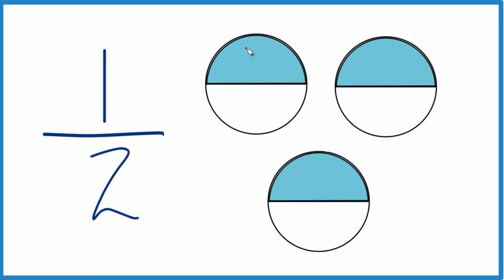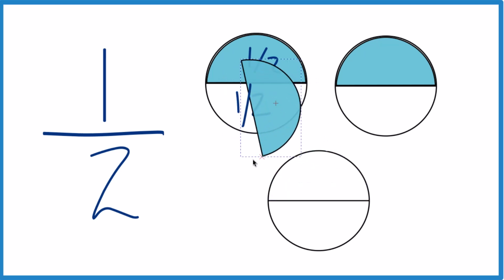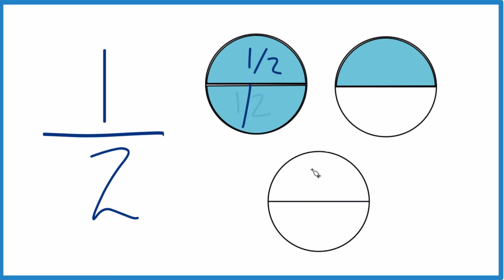So we have a cup here. Each one of these is 1 cup, and we have 2 pieces. So 1/2, each one is 1/2. Let's take and just move this half up here. And you can see now we have 1 and 1/2 cup. So when we triple 1/2 of a cup, we get 1 and 1/2 cups. So that's one way to think about it.